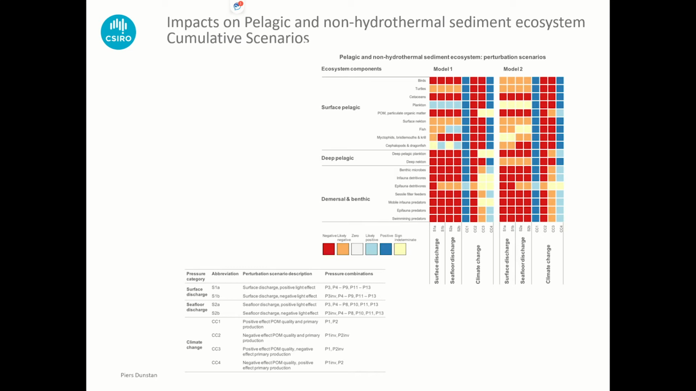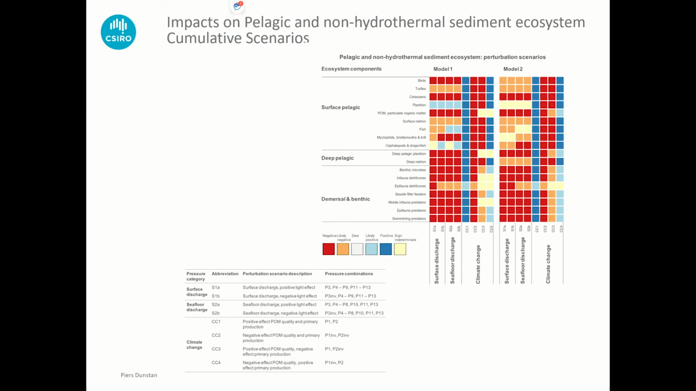So in the first scenario, scenario 1A, the question was, what happens if there's some sort of surface discharge and a positive light effect? You can see here that we included pressures 3, 4, pressures 4 to 9, and pressures 11 to 13. Those were all the combinations of pressures that hit on that system. You can see there's generally a pretty negative effect across all of these, and that pattern is consistent.